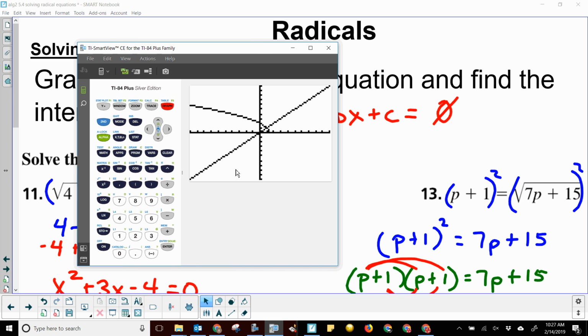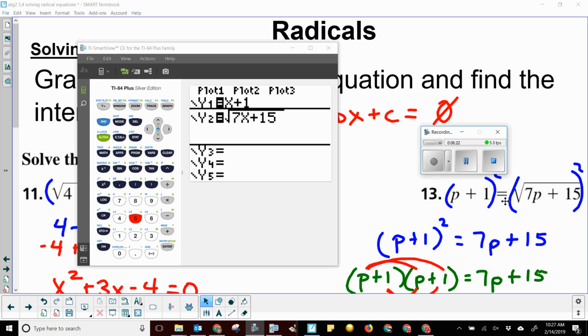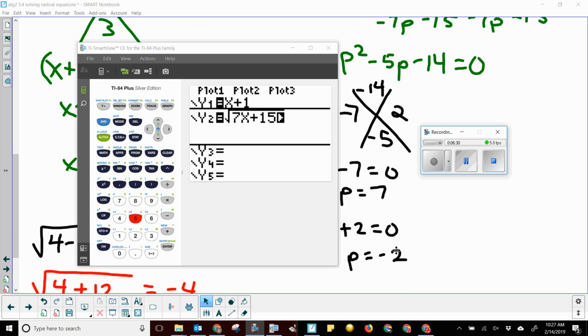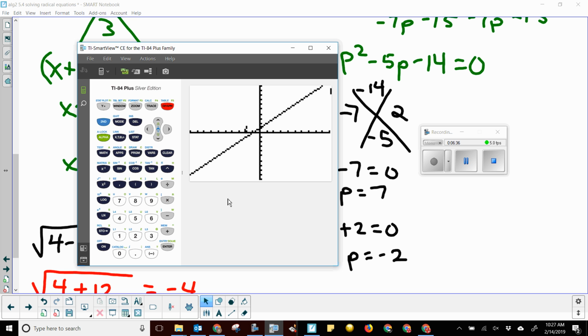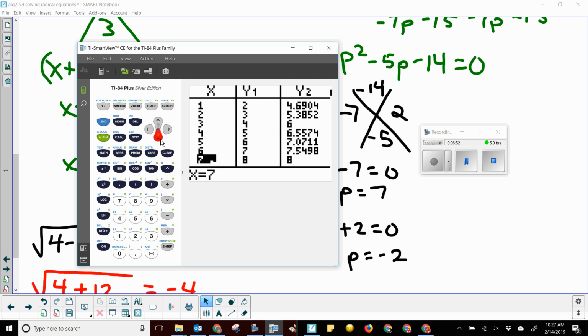It would work on this side too, where, let me type it in for you guys. Now this says p, but it's just a variable, so we use x. And so we're looking to see if either 7 or negative 2 is our answer, because honestly it could be either one. So let's see. Well, probably not negative 2, probably the 7. And again, these go to the table. Negative 2 doesn't work, but when you go down to 7, come on, there we go. 7 gives us the same answer twice.